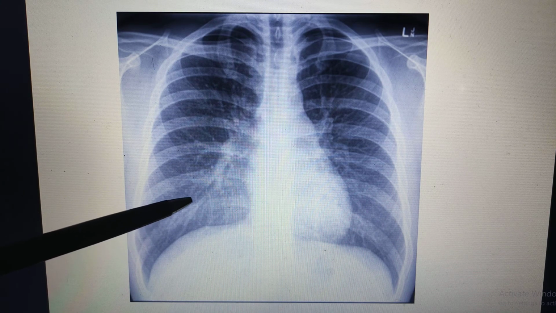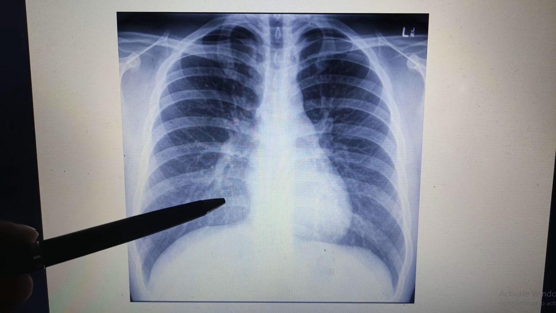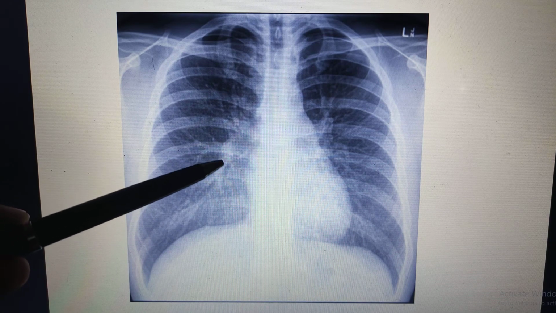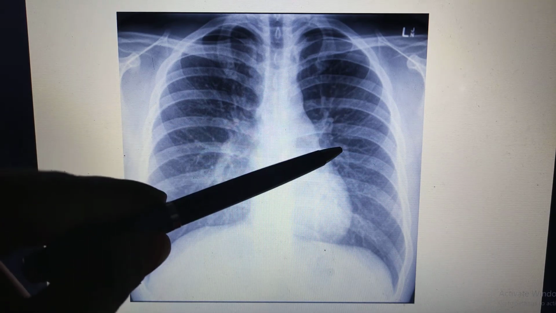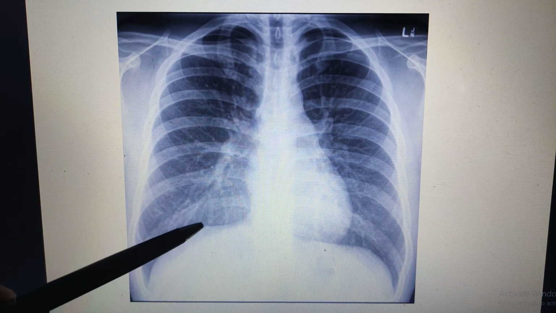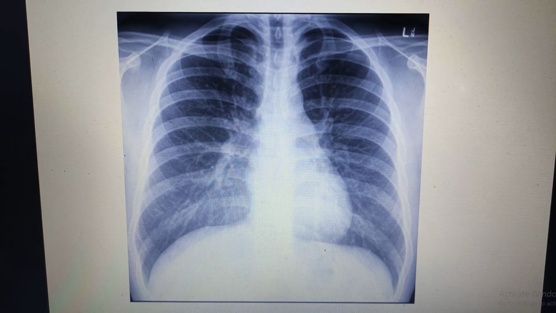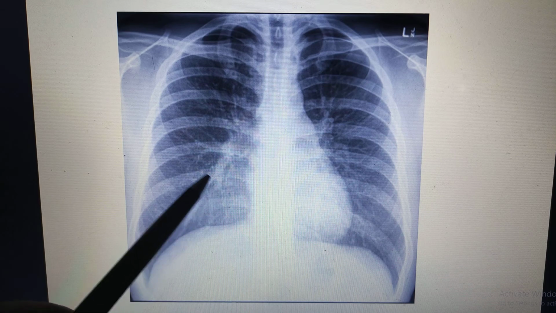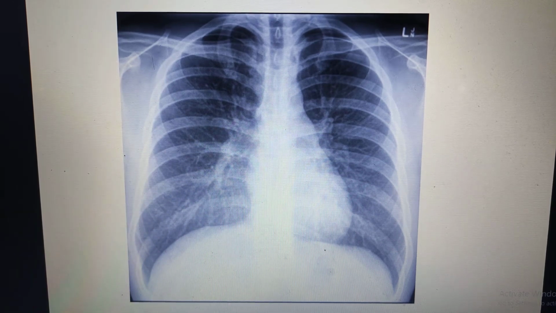Why do blood vessels appear white? Because blood vessels contain blood, so that's the reason they appear white. So these are your blood vessels, right? Remember, you have to see these blood vessels, because in pneumothorax, whenever the lung is collapsed, these bronchovascular margins will be absent, right?